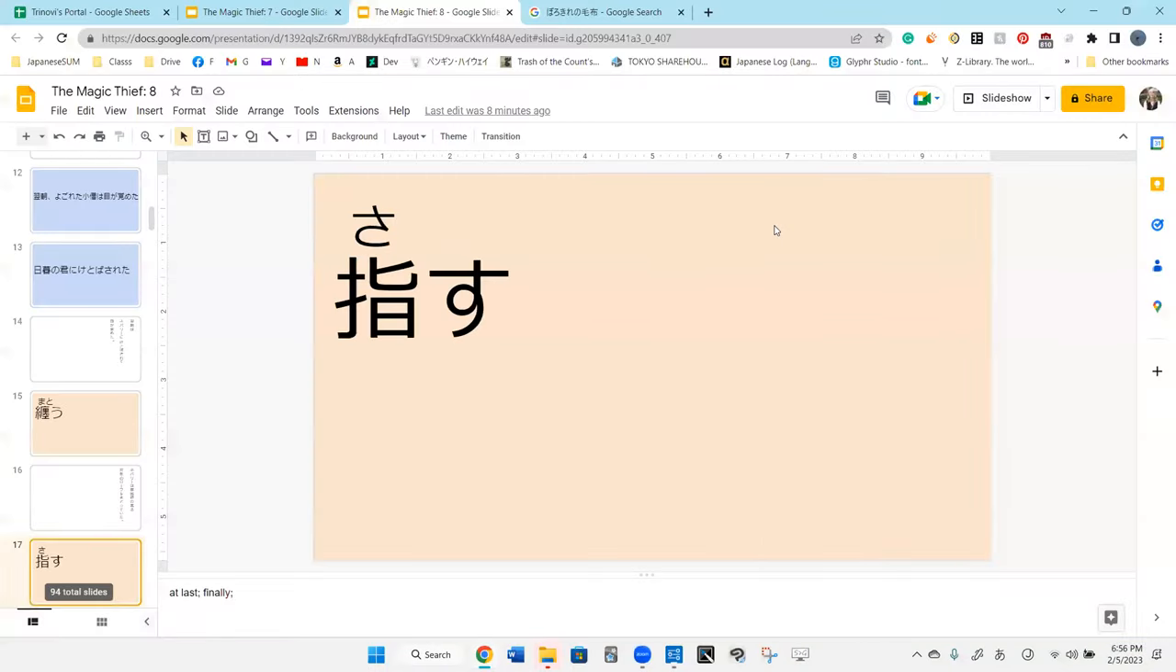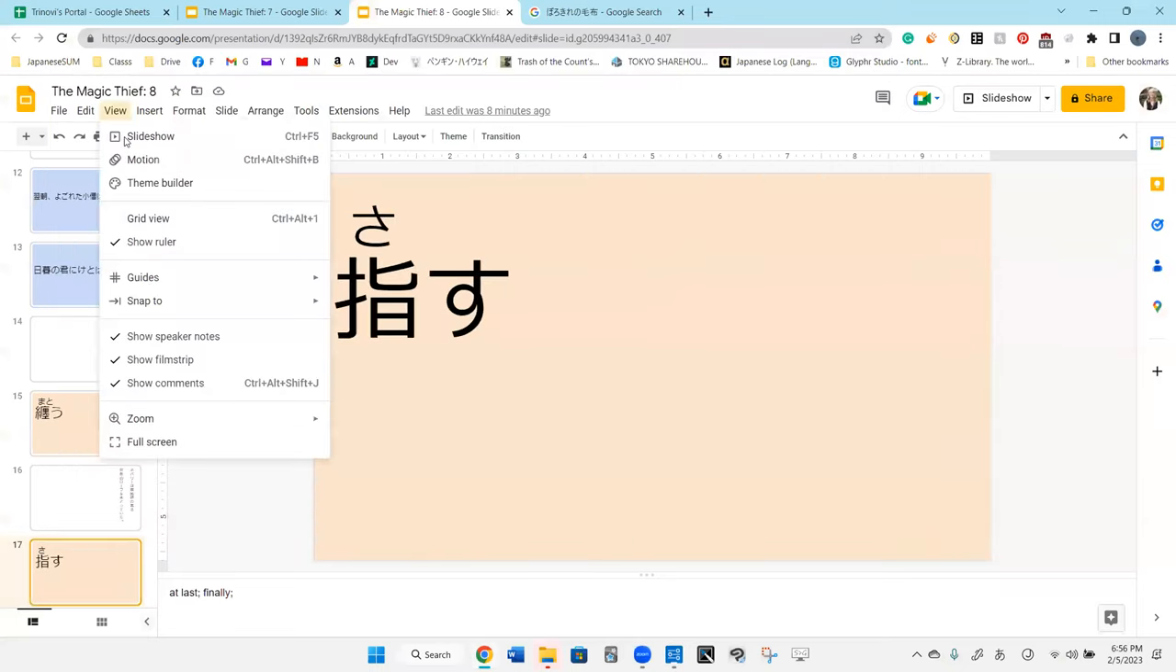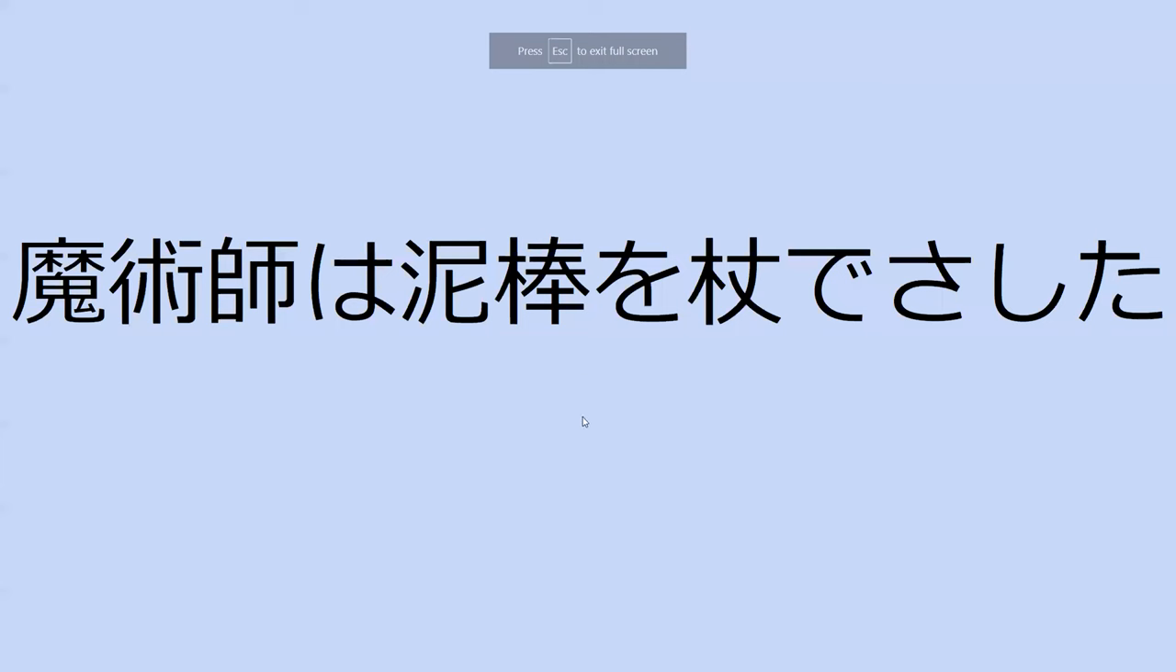Gotta get my fan back on. Sasu. Do you know what sasu means? To point. Yes, to point. Perfect. Can you read the sentence for me?